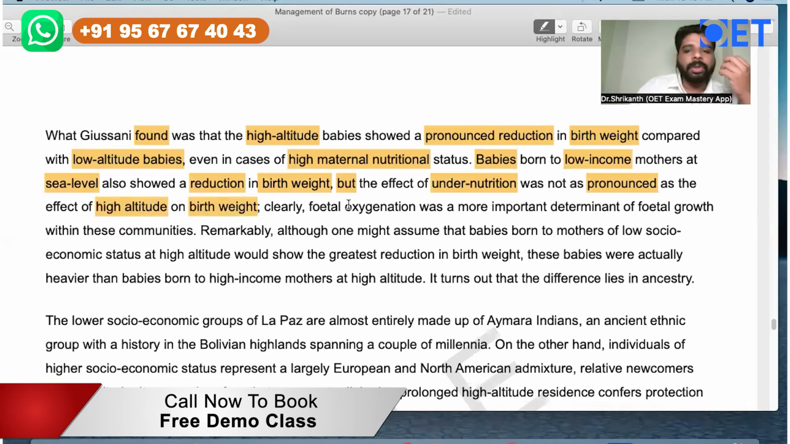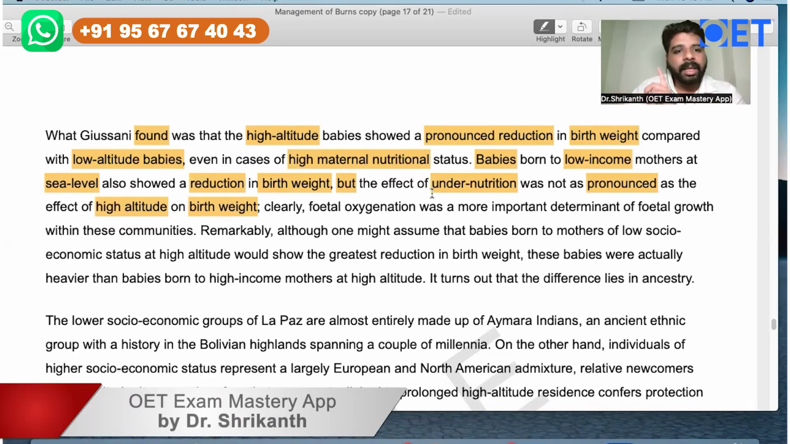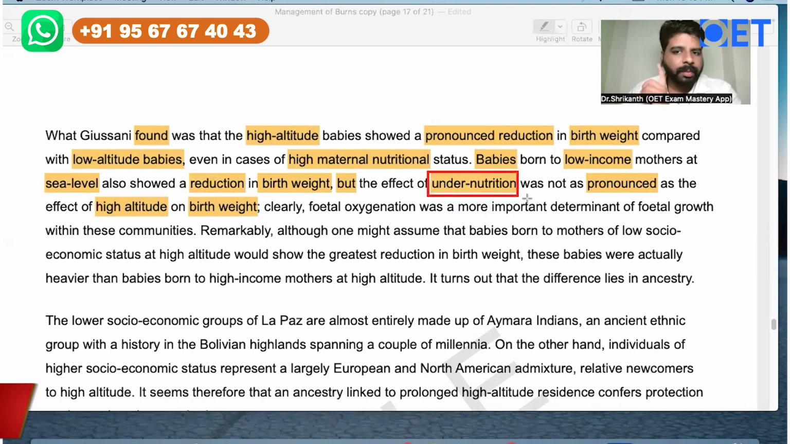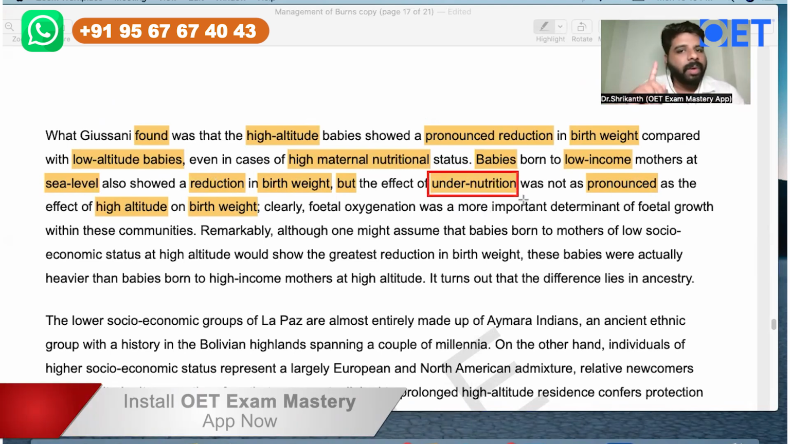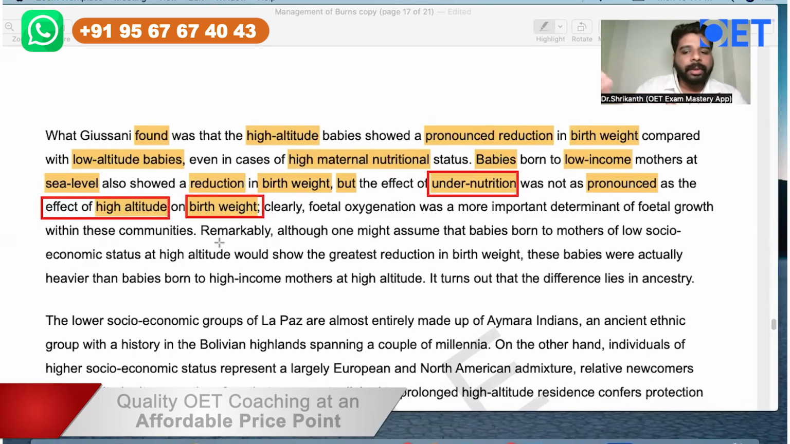Okay, so what is the positive information over here? A baby may be malnourished, but there is one thing even more dangerous than malnourishment when it comes to birth weight. What is that? What is the dangerous thing? So undernourishment is not a good thing. Malnourishment is not a good thing. But over here, there is one more important thing that is more dangerous than malnourishment when it comes to birth weight. What is that? Effect of high altitude. Okay, effect of high altitude is even more dangerous than malnourishment.